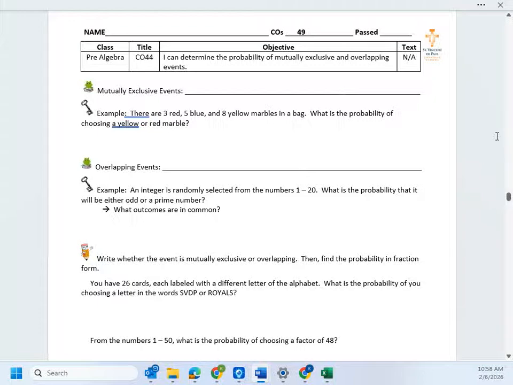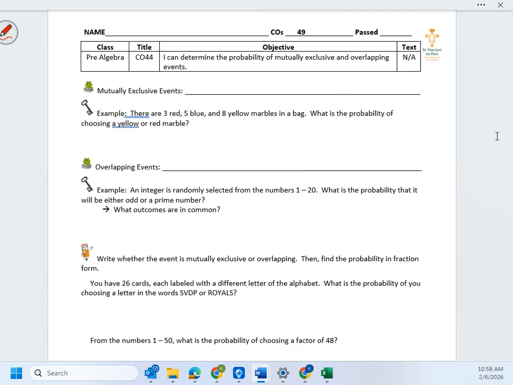Good morning. We are continuing on with our probability. Today we are doing CO44. I can determine the probability of mutually exclusive and overlapping events. So we have new vocabulary. Once we hear what those mean, it's not as complicated as it sounds. Okay, so let's get this broken down so we can understand it.